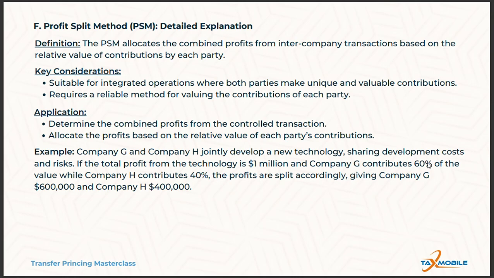Now, profit split method. The profit split method allocates the combined profit from intercompany transactions based on the relative value of each party's contribution to the transaction. It's useful when both parties make unique contributions that are difficult to value individually.